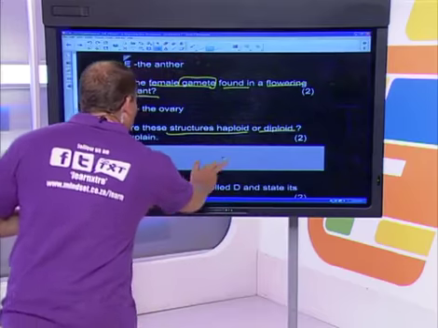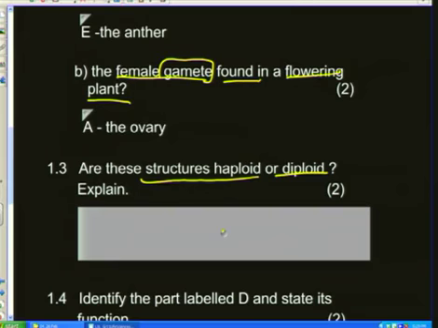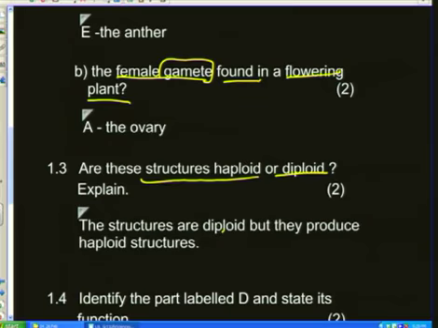Okay, so let's have a look. You see, 2 seconds of non-concentration and I forget to change pens. There we go. Let's see. It says there, the structures are diploid, but they produce haploid structures. So the gametes are made by them, but they are physically diploid, or 2N.